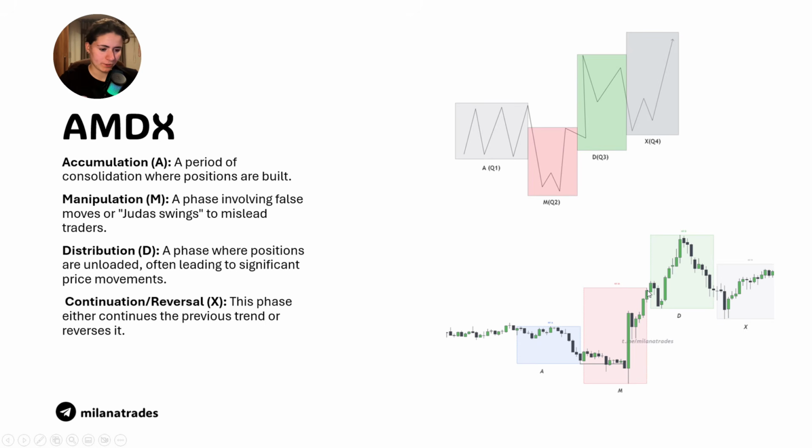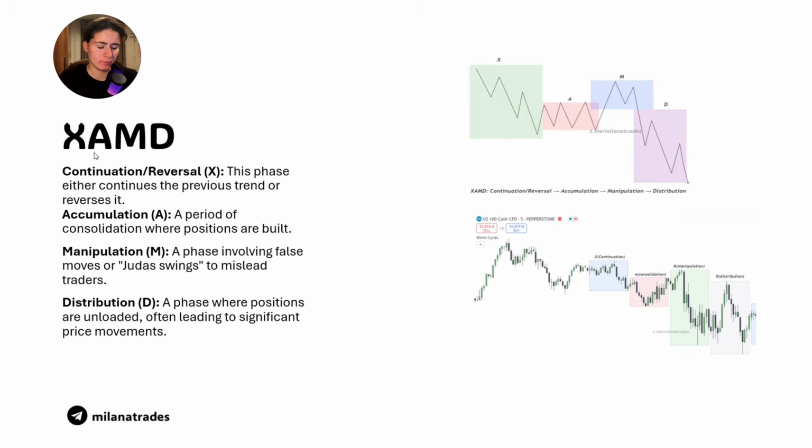In the third quarter, we can clearly see a distribution, followed by price continuing to move upward. After that, there was a small pullback. And finally, in the fourth quarter, the phase can either be continuation or reversal. In our case, there was a small pullback, but then the market continued its upward movement. Now let's move on to the second model, which is XAMD. XAMD stands for continuation or reversal, accumulation, manipulation, and distribution.